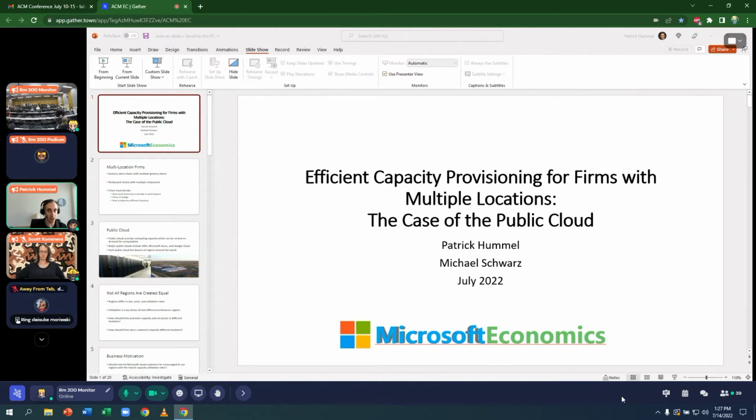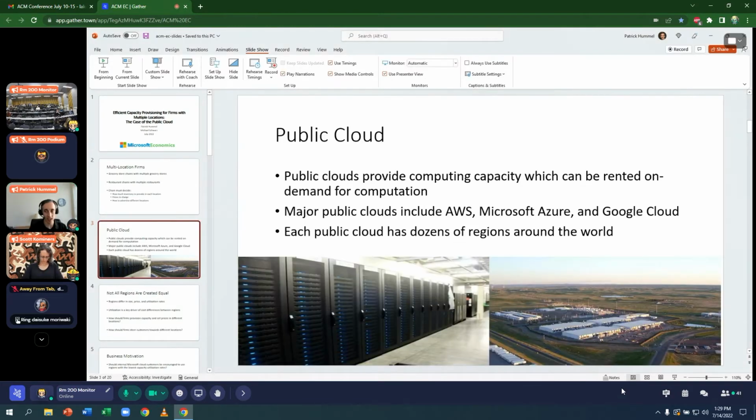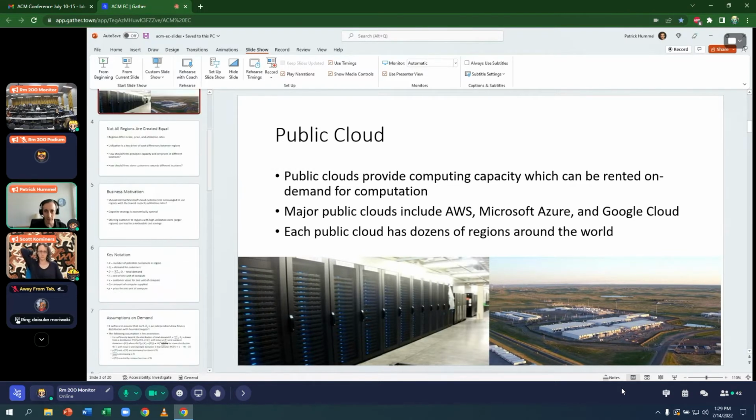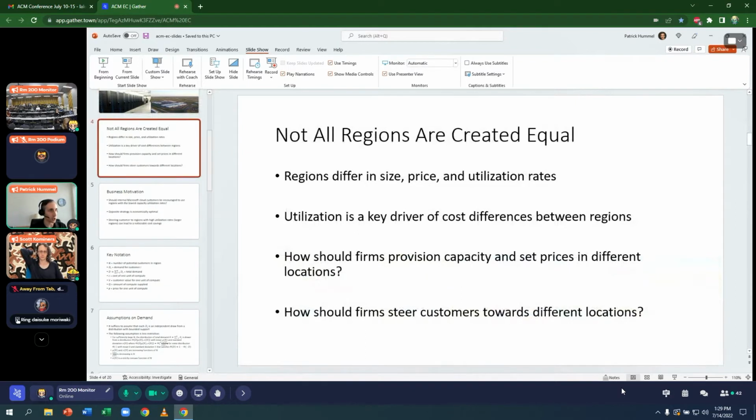And so public clouds provide computing capacity, which can be rented on demand for computation. And in the US, the three largest public clouds are Amazon Web Services, Microsoft Azure, and Google Cloud. And each of these public clouds has dozens of different regions around the world. Now, not all regions are created equal.